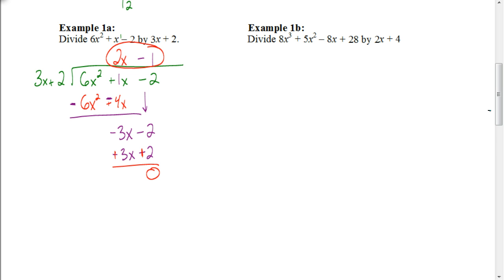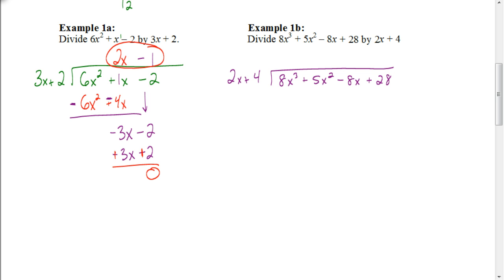Let's try this next one together. So again, always check: is it in descending order and is everything included? 3, 2, 1, none. Okay, so everything is included, as far as we don't have any missing pieces that we have to represent with a 0x followed by whatever exponent we're missing. So let's set this one up now. We're going to have our divisor on the outside, the 2x plus 4. And inside we have the 8x cubed plus 5x squared minus 8x plus 28.